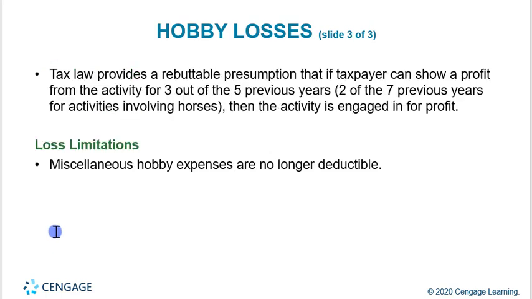And so tax law provides a rebuttable presumption that if a taxpayer can show a profit from the activity for 3 out of the 5 previous years, and 2 of the 7 previous years if it involves horses, then the activity is engaged in for a profit. And so, loss limitations: miscellaneous hobby expenses are no longer deductible. And so that's why it's important, because if it's deemed a hobby, you won't be able to deduct any of your expenditures.